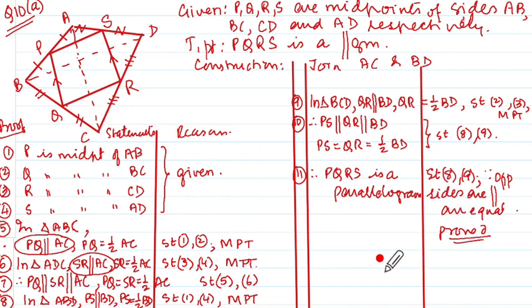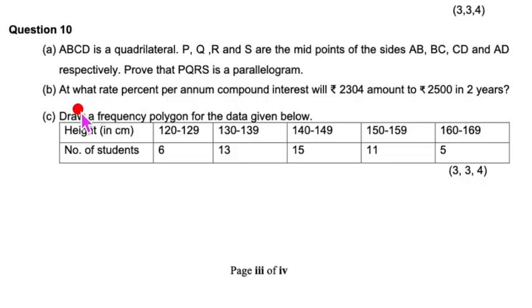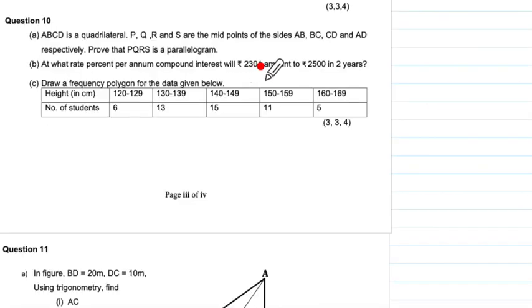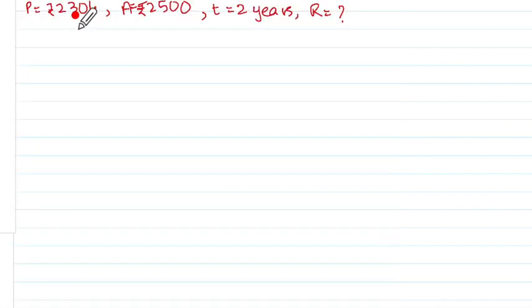Okay, so this one is a very popular question for the exams. You must know this well. Question number 10B. At what rate percent per annum compound interest will rupees this amount to this in 2 years? So let us write, this will be our principal and this will be our amount in 2 years. So we have principal 2304 rupees, amount is 2500 rupees, time is 2 years, and we are asked the rate.